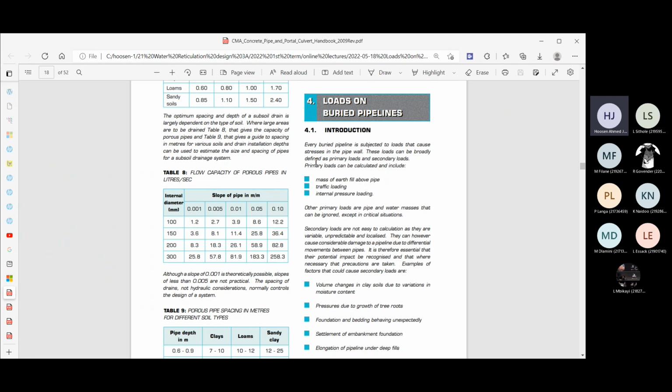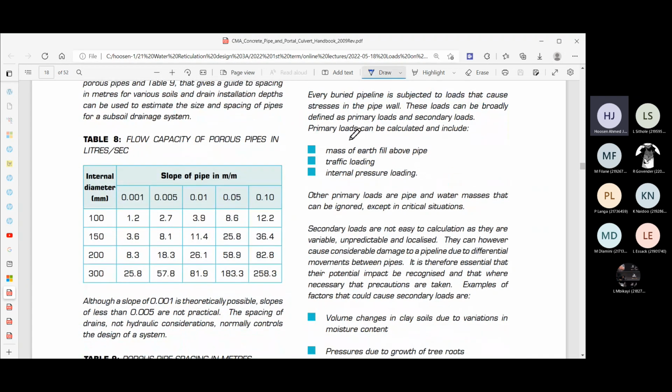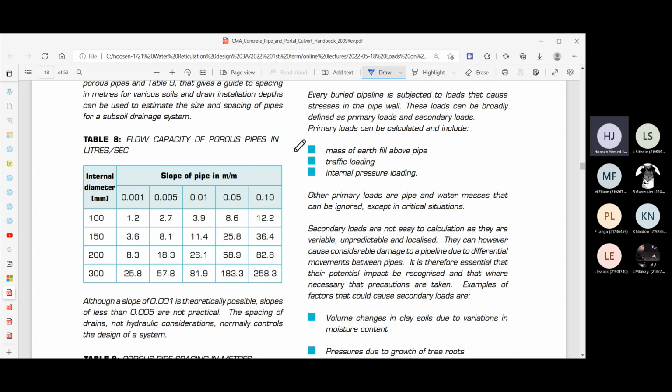Right. So the loads, we will broadly define them as either primary loads or secondary loads. Let's enlarge this here. The primary loads are loads that you directly apply onto a pipeline. Secondary ones arise out of the conditions in which the pipe is bedded. Depending on the conditions around the pipe, loads will be created in the pipe. So that's what we're referring to as secondary loads.